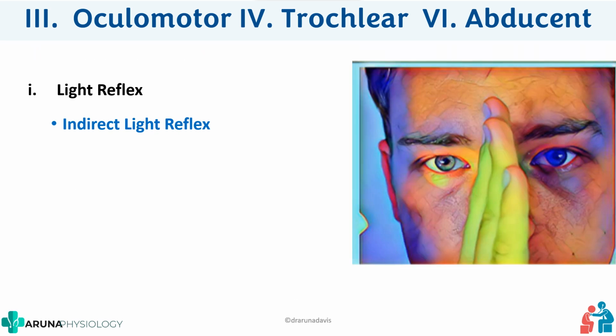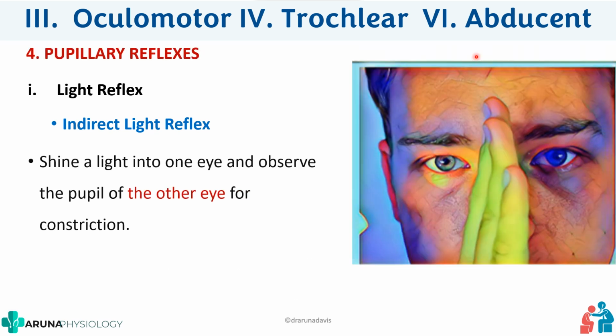To do this test, we shine the light onto one eye and then observe the other eye for constriction of the pupil. Similarly, we'll repeat the procedure for the other eye also. So that is how we'll test for the indirect light reflex.